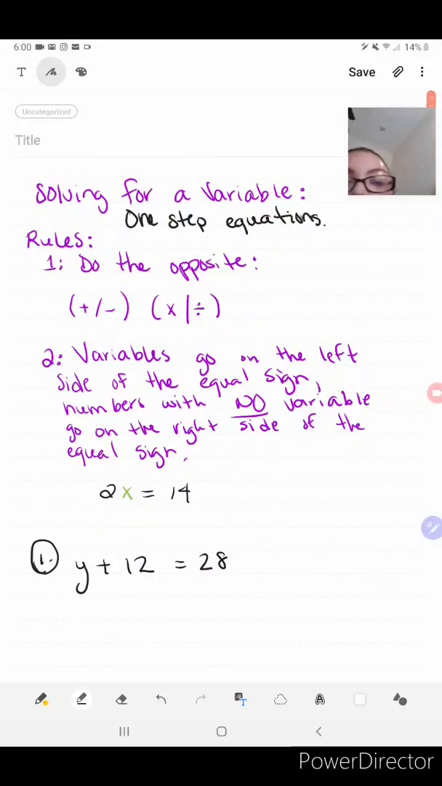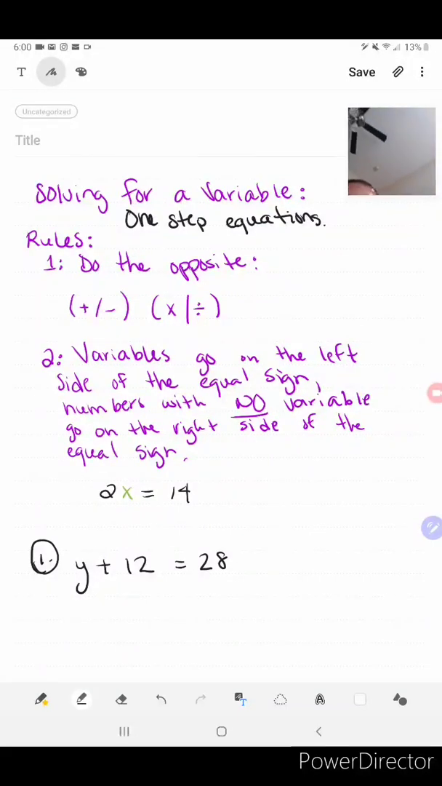So for this section, we are solving for a variable. Just to review, a variable is a letter that symbolizes or represents a number that we don't know. So we're going to do one-step equations in this video and then two-step equations in the next video. There are two rules to solving one-step equations and two-step equations.